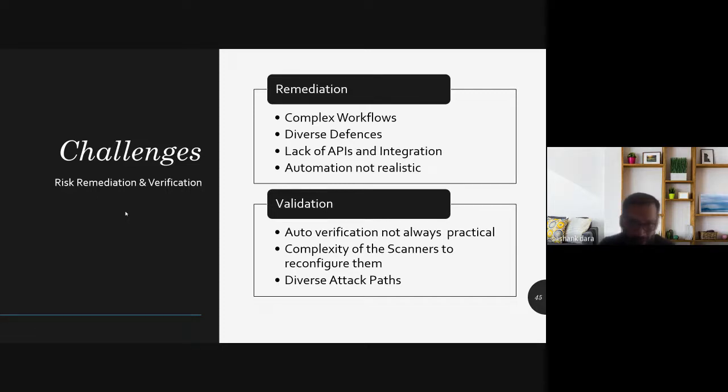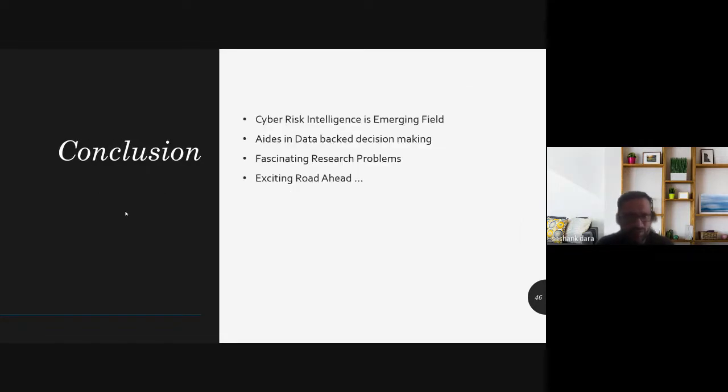And more important, once the remediation is done, how do you even validate it, right? So automatic verification is not always practical again. There are a lot of complexities because the attack paths are diverse as well. So with this, I end my talk on the challenges.